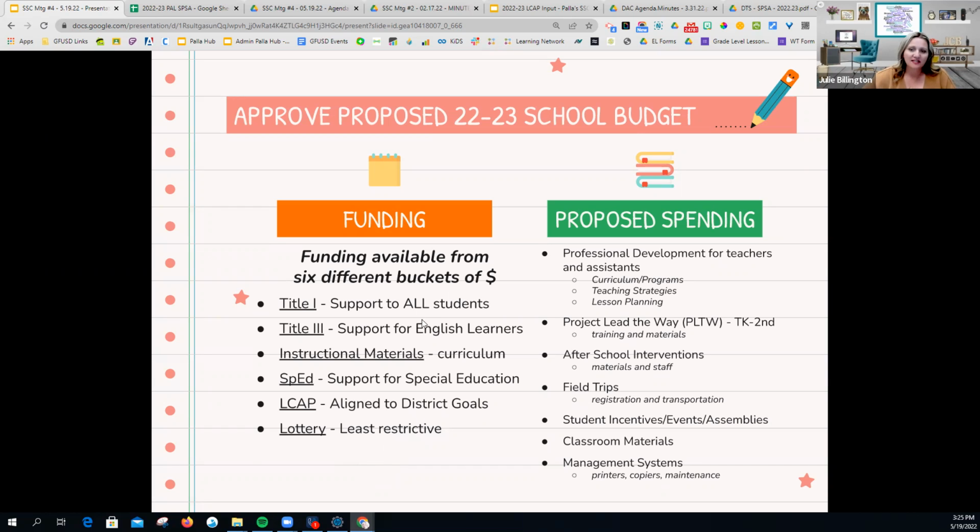Some of these have a little bit more restrictions, as you see, like I can only spend this on English learners. I can only spend this for special education students. This one, I can pretty much spend on anything I want that goes for our school, without really looking at restrictions. And so that's just a quick little budget lesson right there as far as the funds. And so these are some of the things that I'm proposing to spend on.